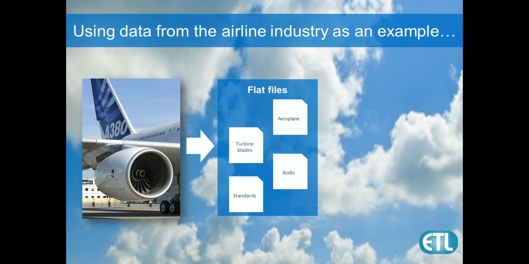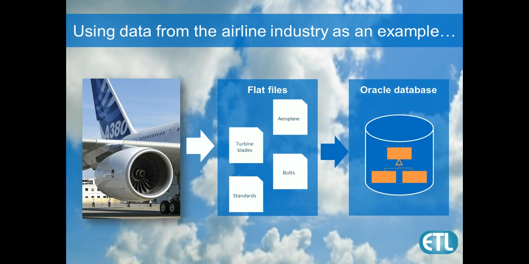For all our blog series, we'll be using data from the airline industry, and it's quite a tight, contrived set of data that we've built up to show you some of the features and functionality. So as we can see, we're going to be using some flat files, and there'll be an airplane flat file, a turbine blade, a bolt flat file, and a standards flat file. And those are going to be migrated into an Oracle database, which will have a slightly different structure from the flat files coming in, so we'll have to do a little bit of work as we're migrating that data to adjust the structure and any other features along the way.